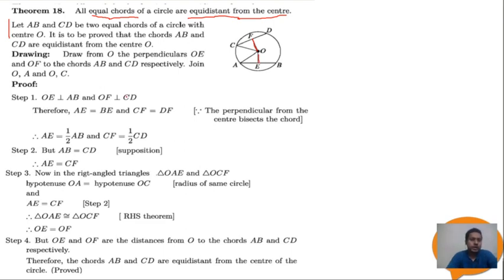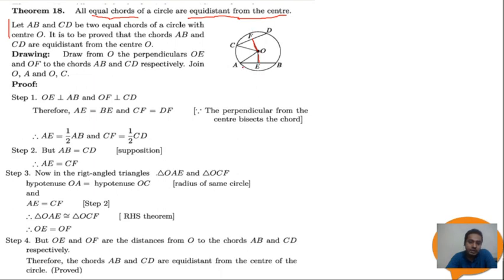Okay, drawing. What is the drawing? Just join OA and OC. And OE and OF are two perpendicular distances at first. In the previous theorem, my dear students, what is the statement? If you draw any perpendicular line on a chord, then it bisects the chord.